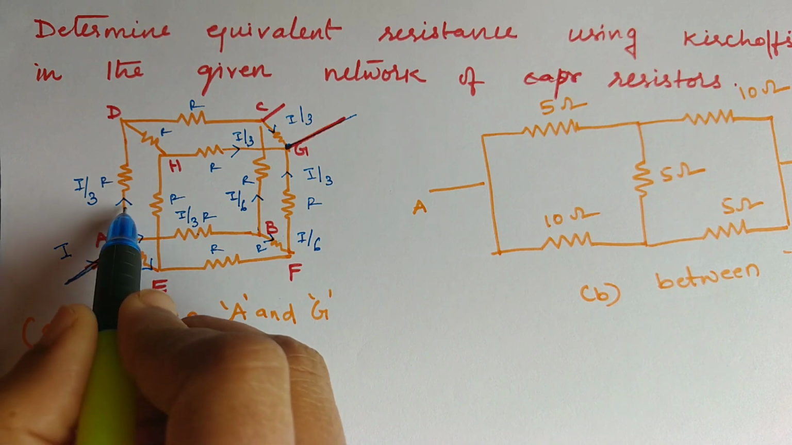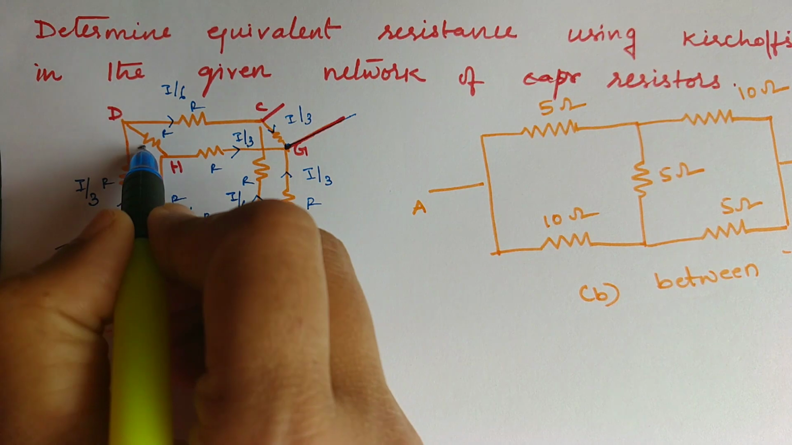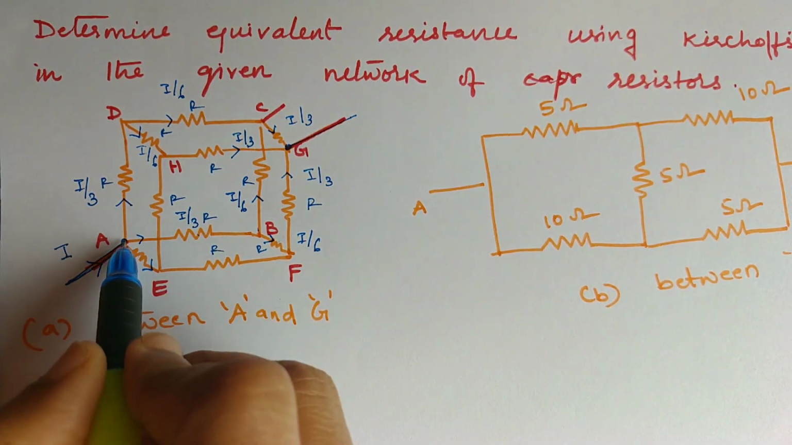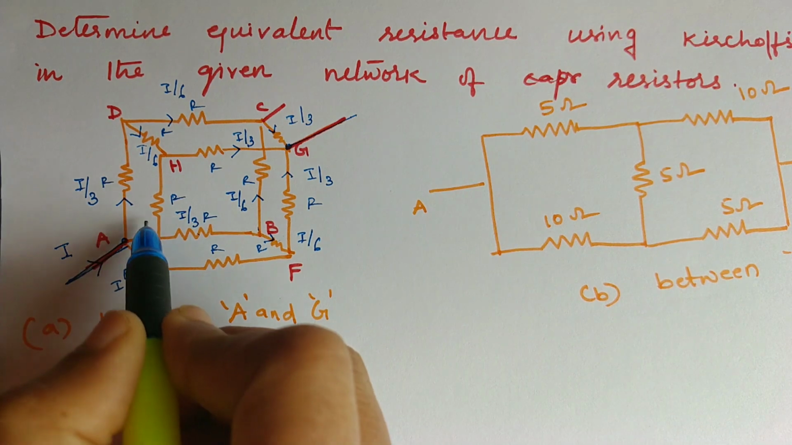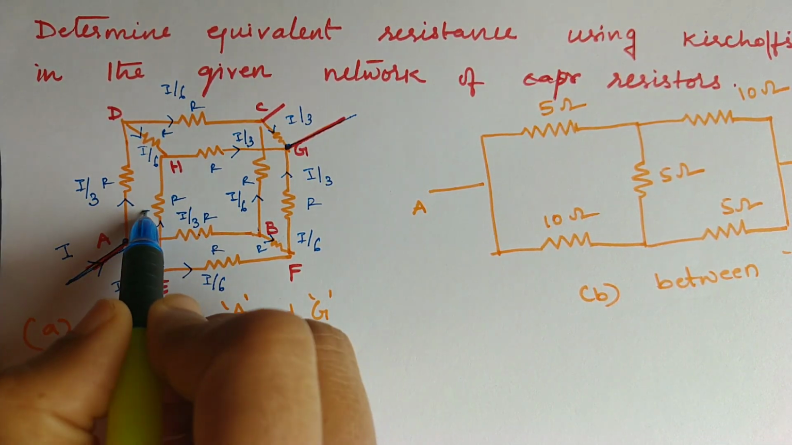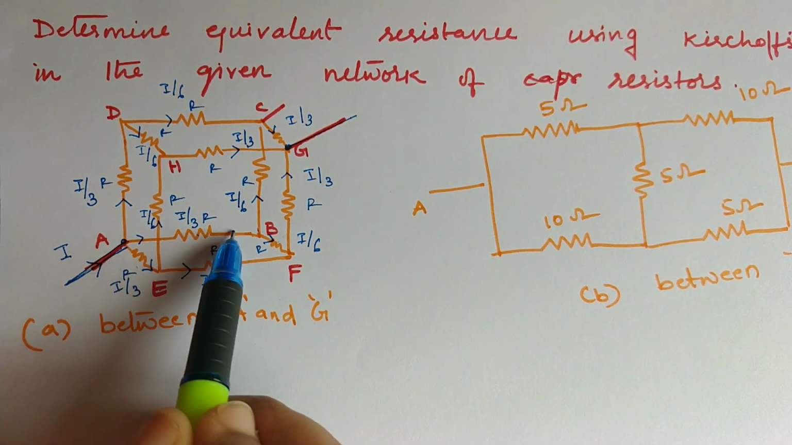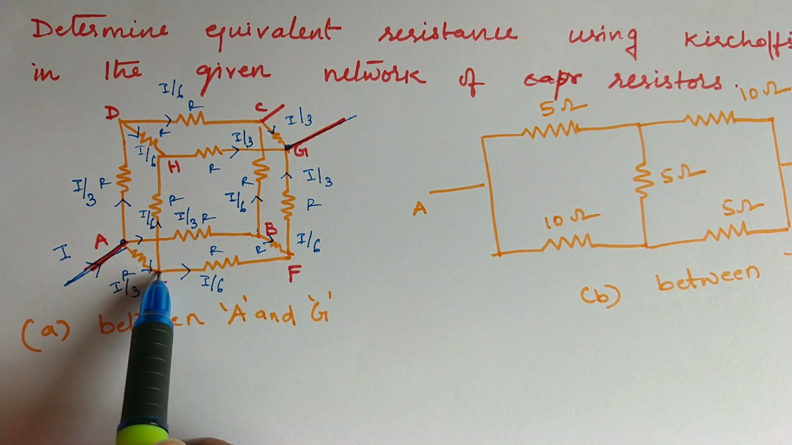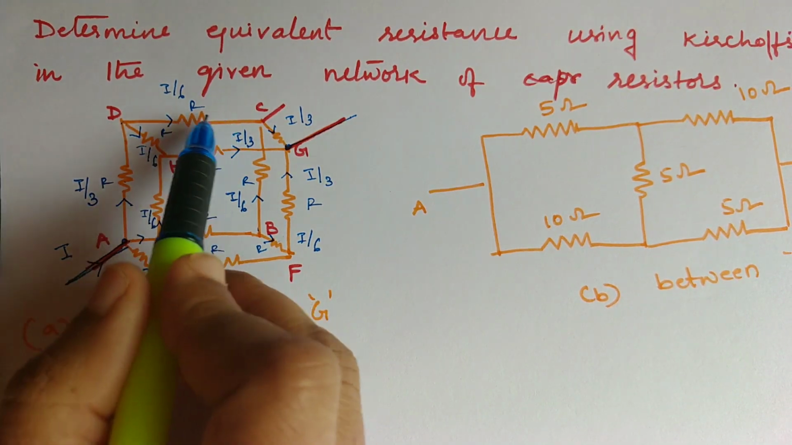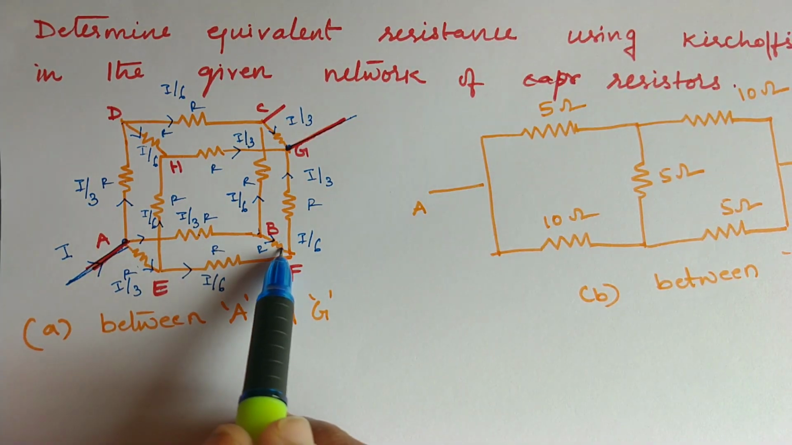Similarly, if you continue along A to D, current is divided as I by 6, I by 6. Don't forget to give arrows. Then if you move along A to E, again current is divided as I by 6, I by 6. I repeat, start from A, I by 3, I by 3, I by 3. This is split as I by 6 and I by 6. At this end, I by 6 and I by 6. At this junction, I by 6 and I by 6.